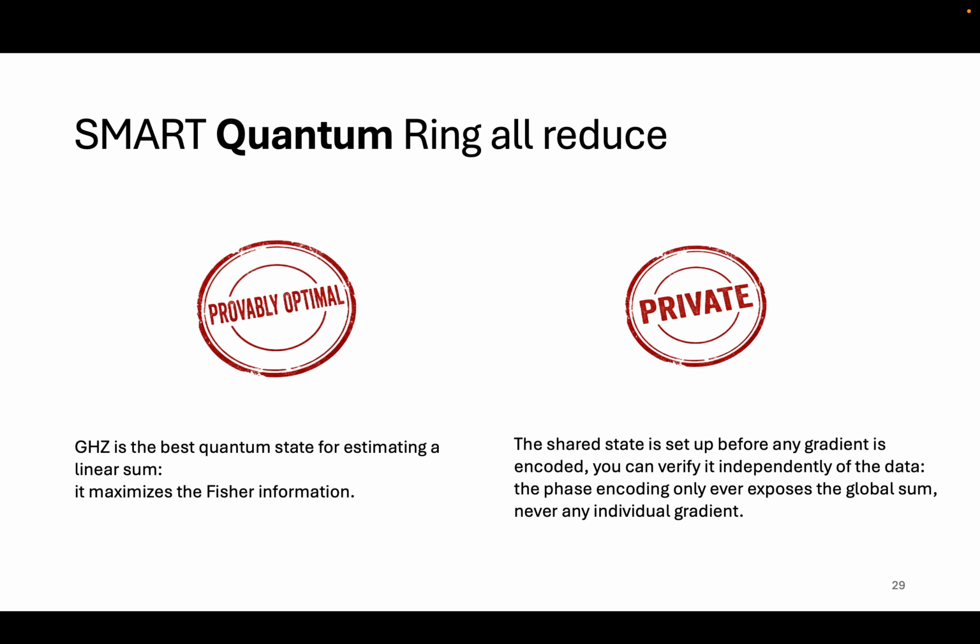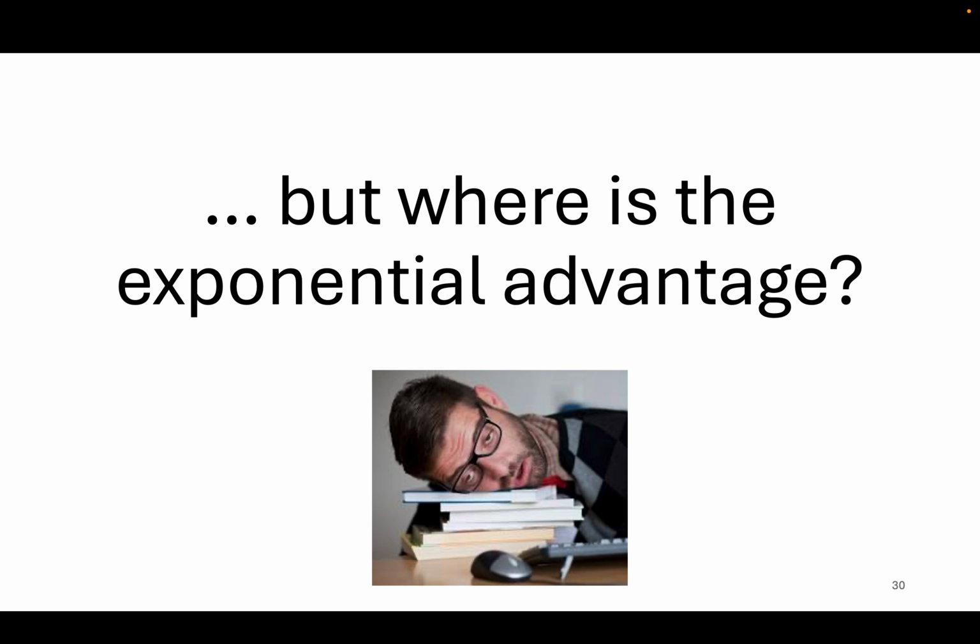So if you did some sort of encoding, you would only ever expose the global sum, never any individual gradient. So in a sense, it assures some level of security that classical communication could not assure by just playing this game of forwarding.